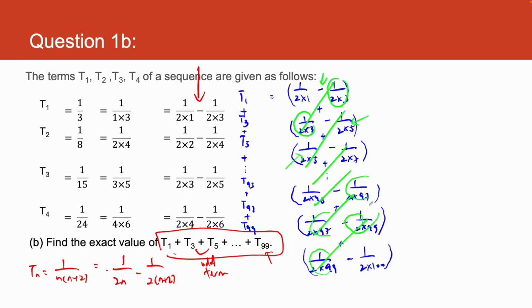So when we add all these terms up, you will see that all the terms in between get cancelled out. In that case, we can copy down the remainder, which is 1 over 2 times 1 minus 1 over 2 times 101. So it will give me 1 over 2 minus 1 over 202, which will give me 50 over 101.